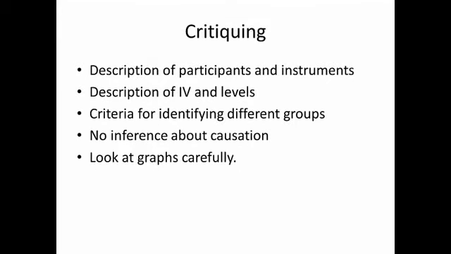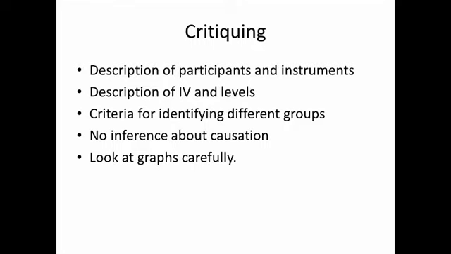Now, when you have to critique an article like this, and I want you to be a really good consumer of research, look for a really solid description of the participants and the instruments that were used. Look for really rich description of the independent variable and the different levels of it. And even better if the researcher gives you how they went about identifying the different groups. Look that the researcher doesn't make any inference about causation, and look at the graphs really carefully.